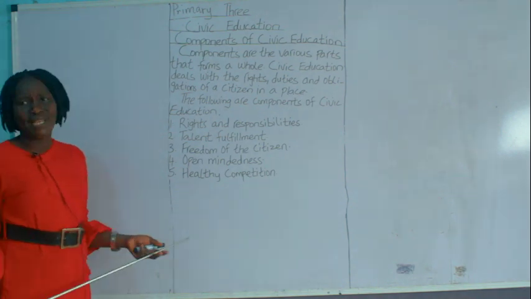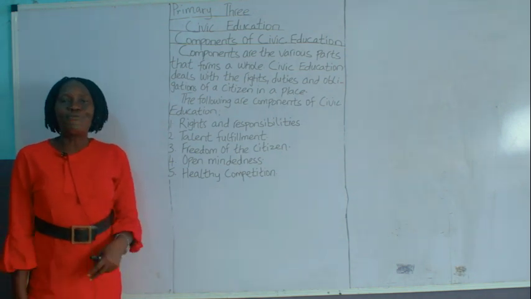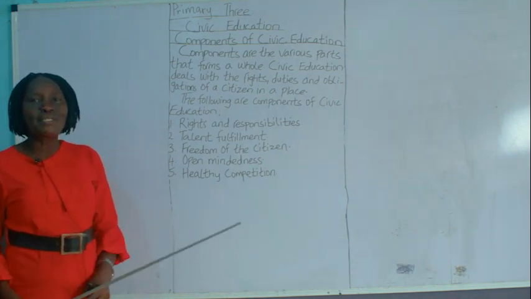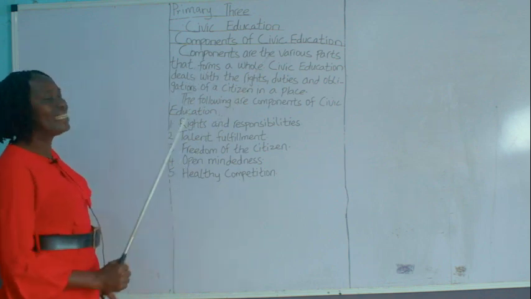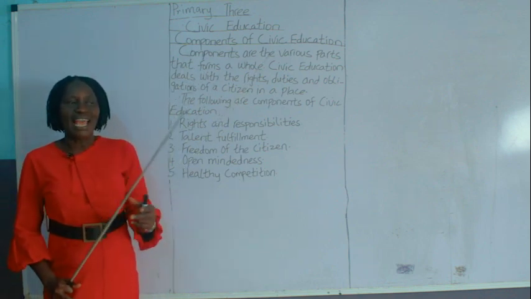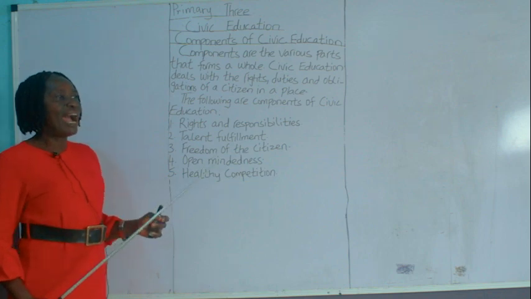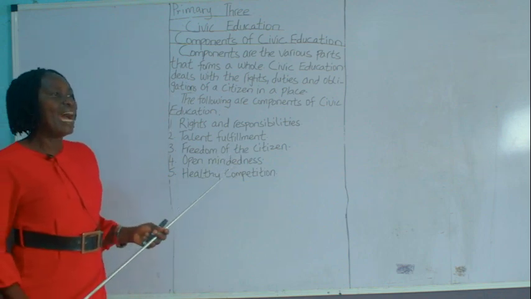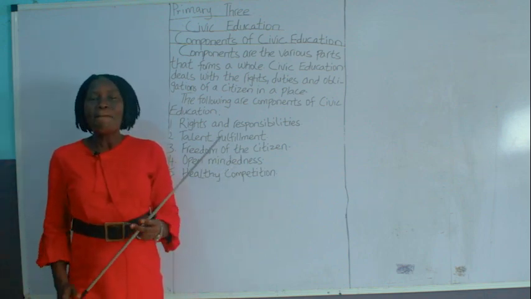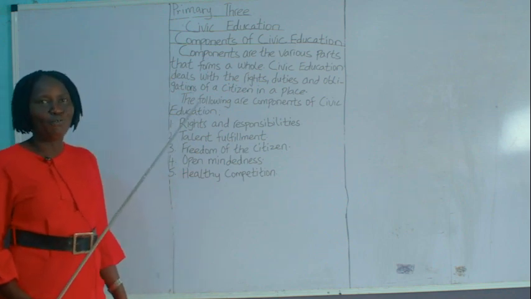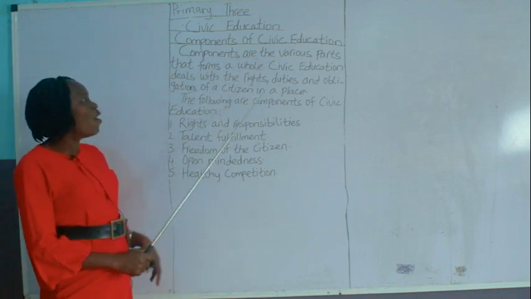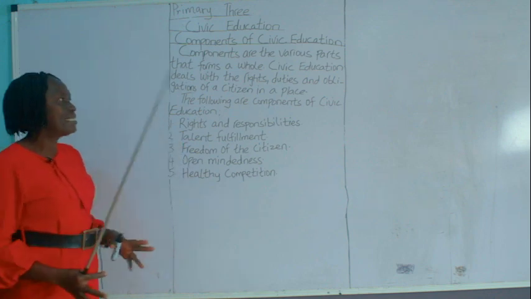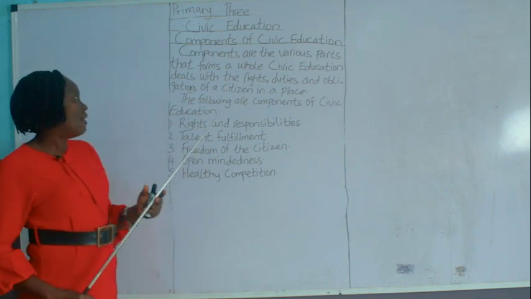So what are components? Components are the various parts that form a whole. Just like I made the example of a car that has different parts, all the parts put together make the car function very well. So components are the various parts that form a whole.